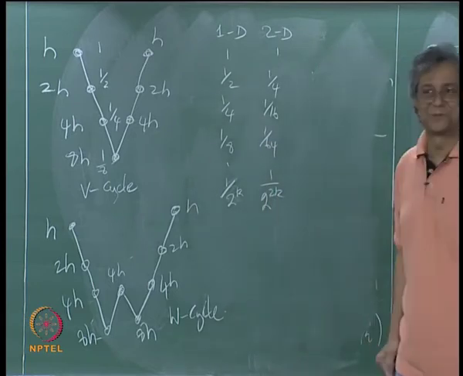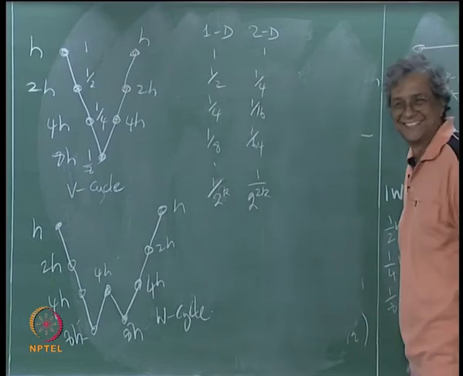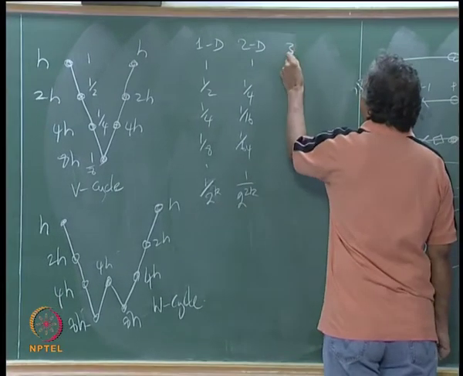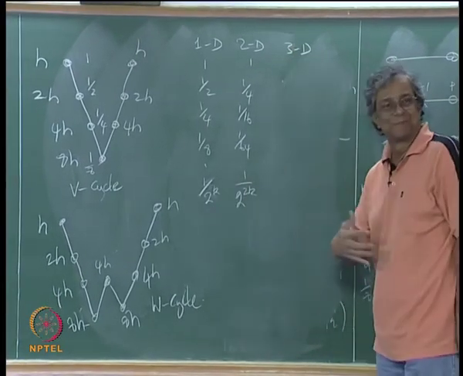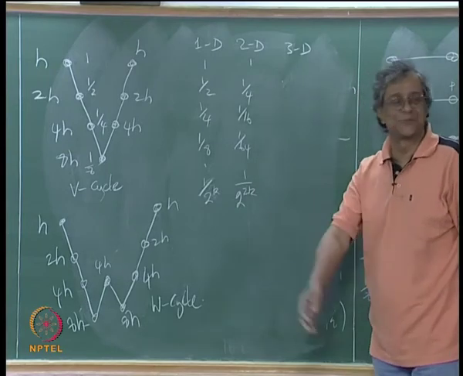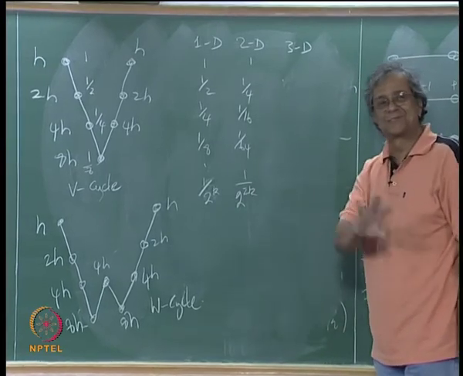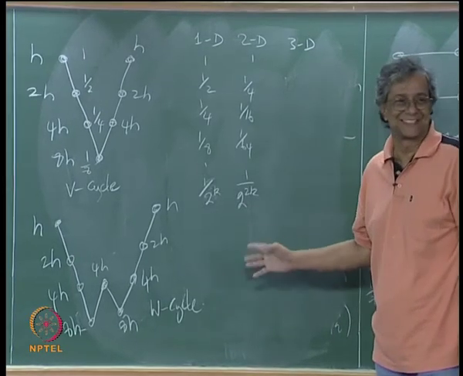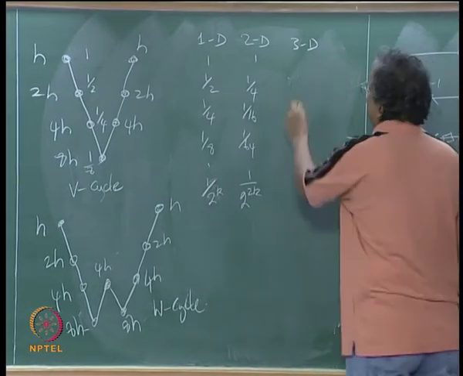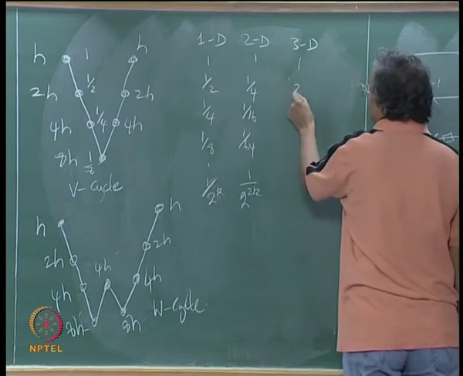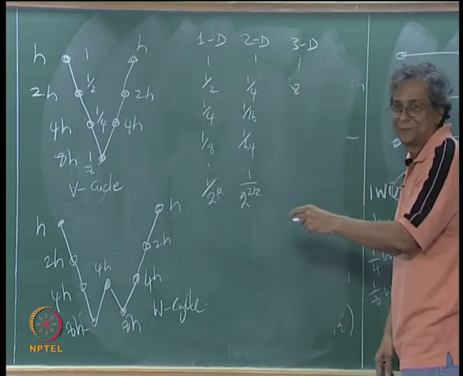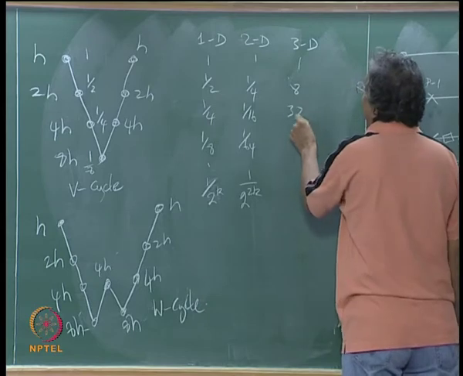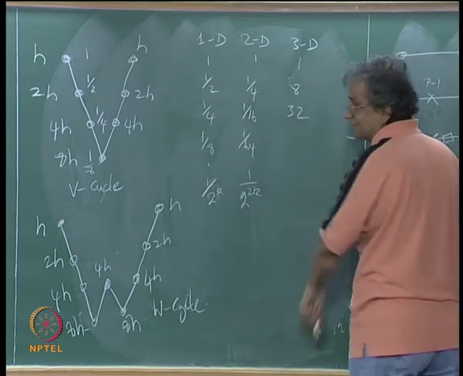Now we know 3D is where we want to do this, though I have not shown anything. In 3D, the savings are enormous. In 1D you do a toy problem just to learn how to do this, but you have to do at least 2D in order to say that, wow, I've got something really great. So this is going to be 1 and that's going to be 8. Am I making sense? 32, what's that going to be?